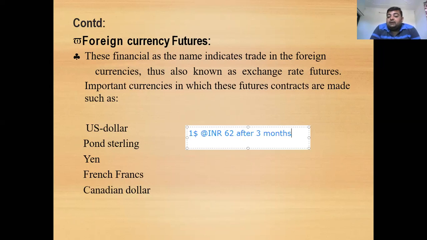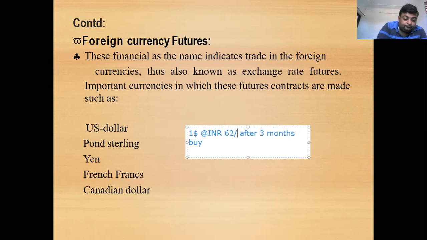So I have bought a 3-month future to buy $1 at the rate of 62 per dollar. Fine. So at the maturity, this is an example of the foreign currency future. Here the currency is the dollar. If I have to buy $1 at the rate of 62 rupees per dollar, for $100.